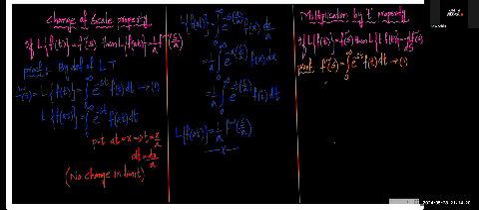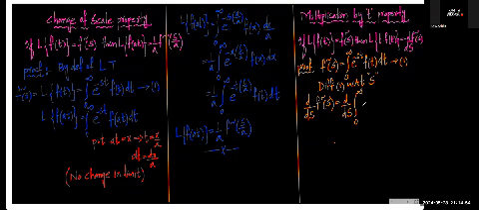Now what I want to do is differentiate f bar of s with respect to s. Differentiate equation number one with respect to s. So d by ds of f bar of s is equal to d by ds of the integral from 0 to infinity of e power minus st f of t dt.